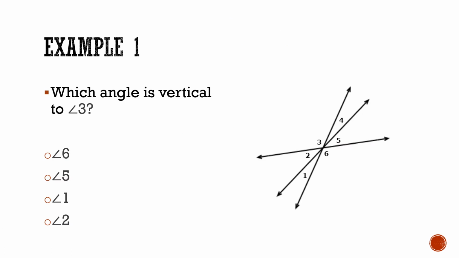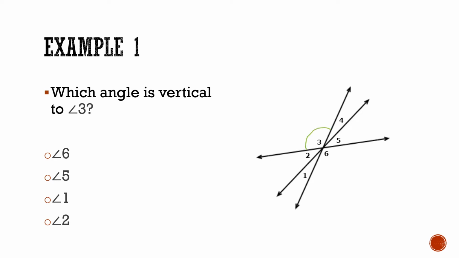So let's look at some of these. These are multiple choice. Your assessment is multiple choice today. It's not through IXL, so that'll be a nice break from IXL. It says, which angle is vertical to angle 3? So here is angle 3.